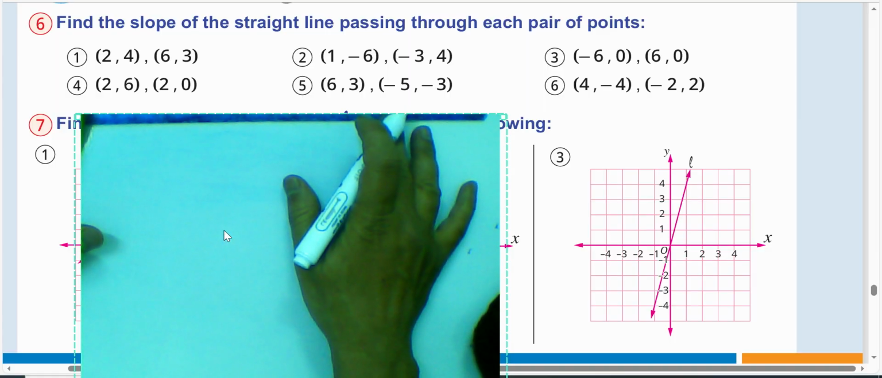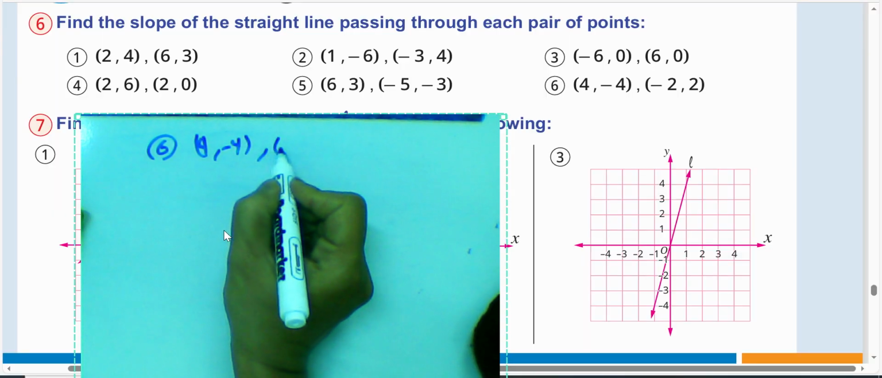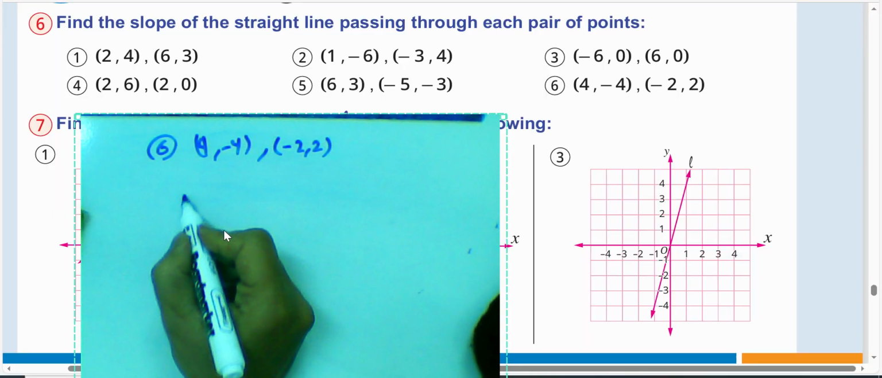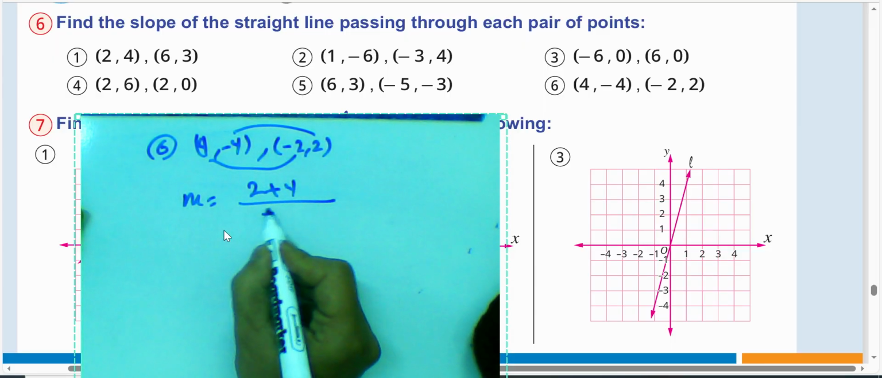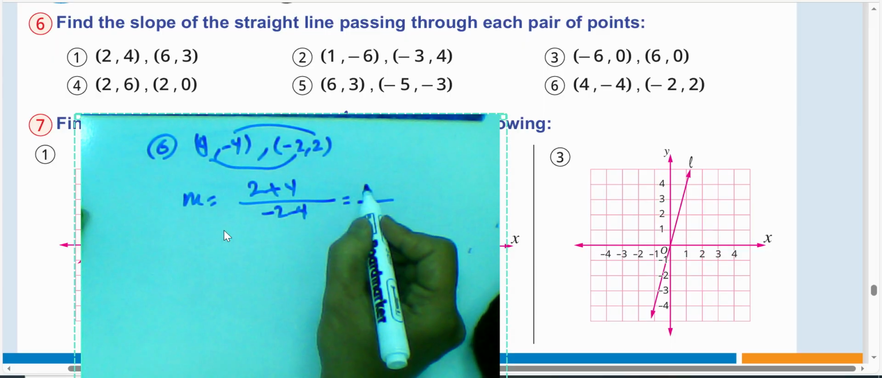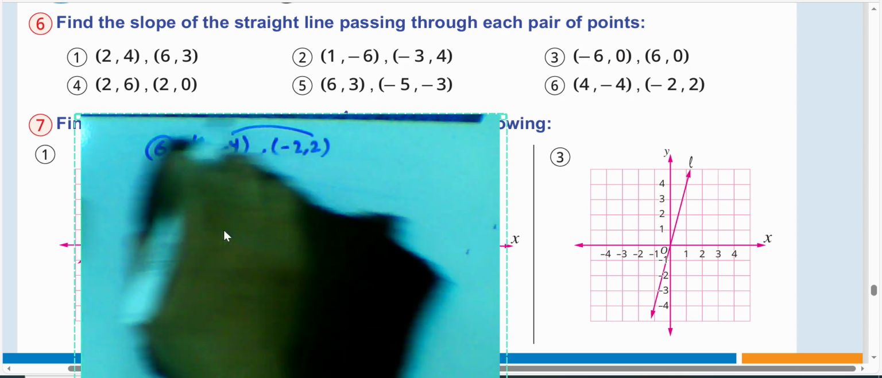Next question, number 6. We have (4, negative 4) and also (negative 2, 2). The slope will be equal to 2 plus 4 over negative 2 minus 4. 2 plus 4 is 6 and negative 2 minus 4 is negative 6. The result will be negative 1.